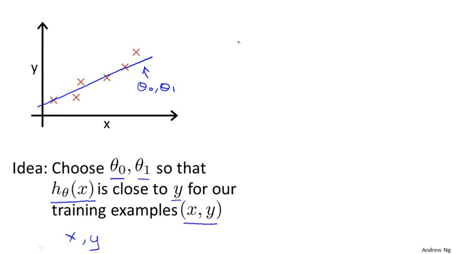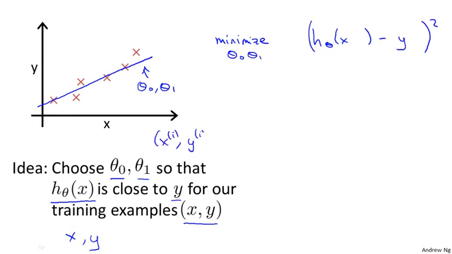Let's formalize this. In linear regression, I'm going to want to solve a minimization problem. So I'm going to write minimize over theta 0, theta 1. And I want this to be small, right? I want the difference between h of x and y to be small. And one thing I might do is try to minimize the squared difference between the output of my hypothesis and the actual price of a house. Okay? So let's fill in some details. You remember that I was using the notation x^(i), y^(i) to represent the ith training example.